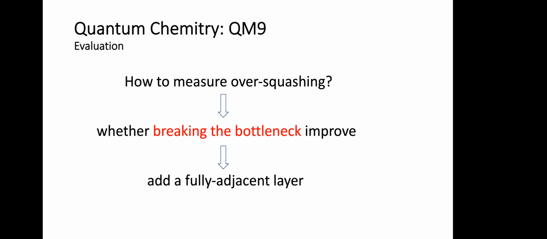So they hope that by adding a fully adjacent layer, it could ease the information flow and prevent over-squashing, and thus reduce the effect of the existing bottleneck. So this is why they add a fully adjacent layer. They just assume that, but intuitively, by adding this fully adjacent layer, this action can ease the information flow.